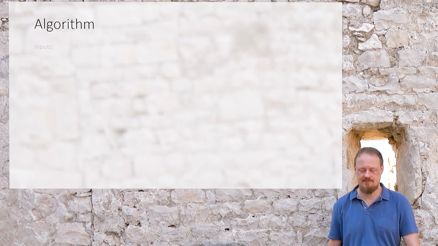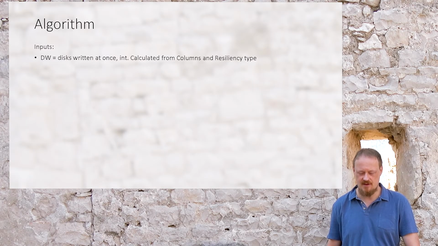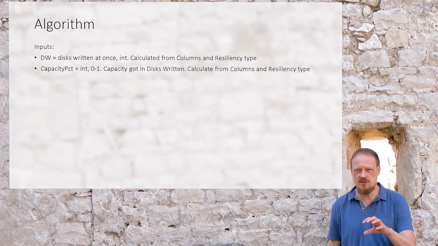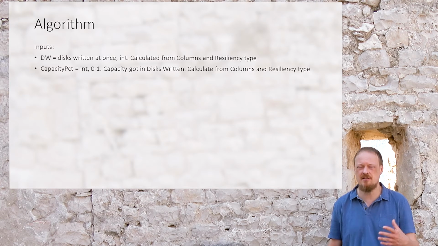Let's see the algorithm. Inputs of the algorithm are disks written at once or in one stripe, how many drives are accessed. Then capacity percentage out of this raw disk space, what percentage do we get? For example, in simple you get 100%, you get all the raw space, but in mirroring you get only half the space. In Parity you get space of 1 disk less, so it's a ratio with the number of disks. It's a percentage of the raw space, so you can calculate the actual capacity you get.